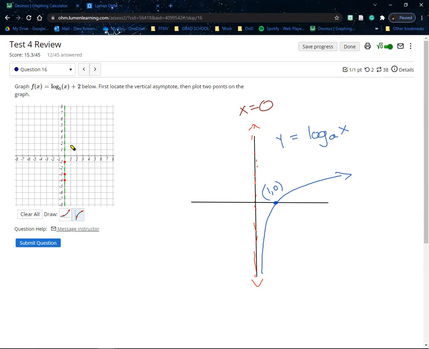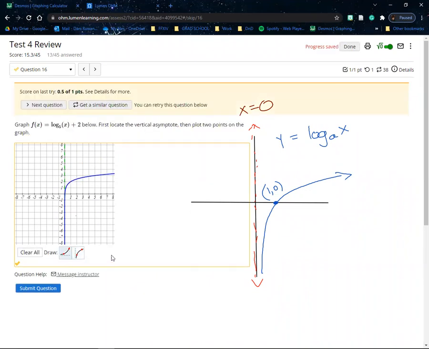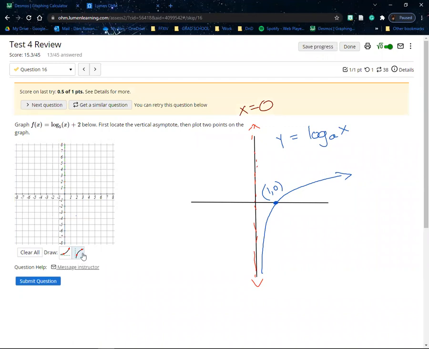Come on. There we go. And then 5, 3. It did that because I had too many asymptotes because it got a little crazy on me. But here, let me try it one more time. Doesn't matter where you click those again.